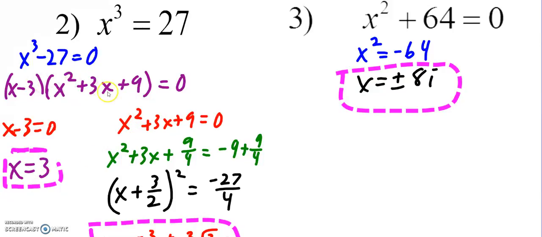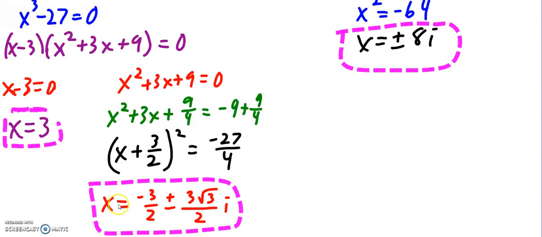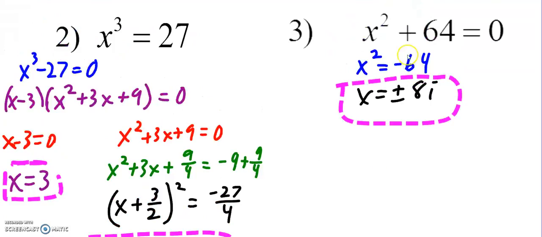Remember, if I factor this correctly, the x squared plus 3x plus 9 will never factor, and I know it'll give me complex solutions. So I chose to complete the square, but you could also do the quadratic formula. Either way, you should end up with x equals negative 3/2 plus or minus (3 root 3)/2 i. So here are 2 of my answers. Here's the third.